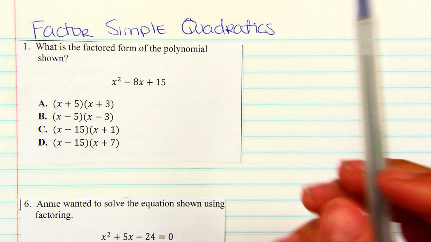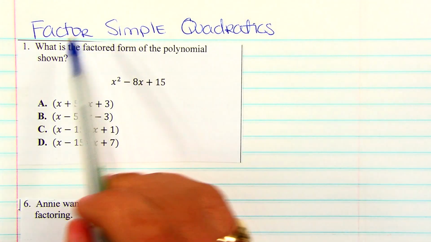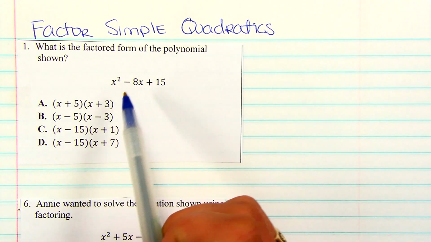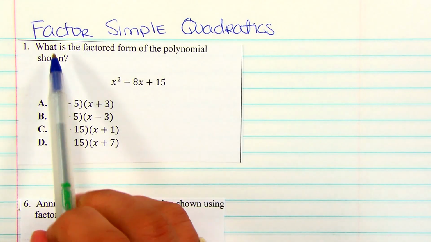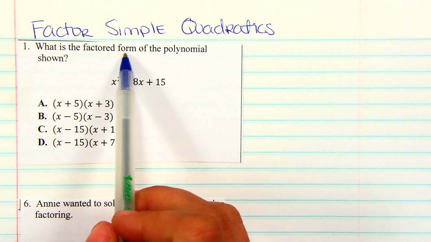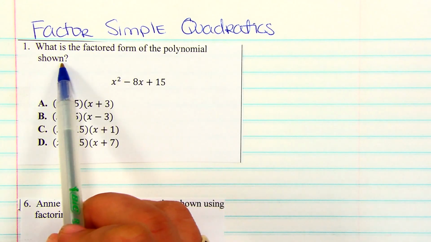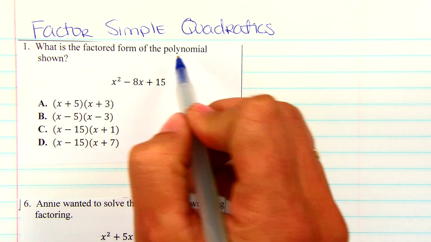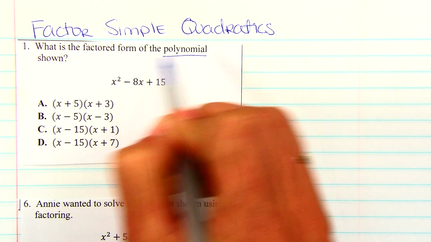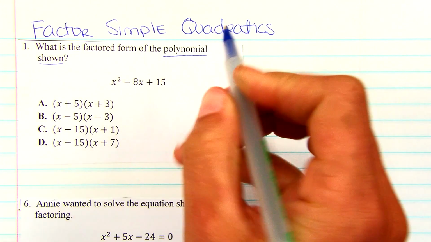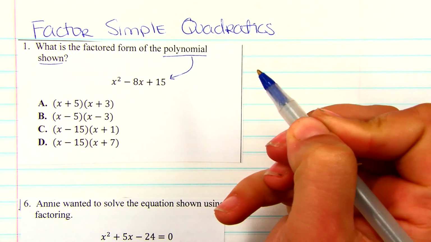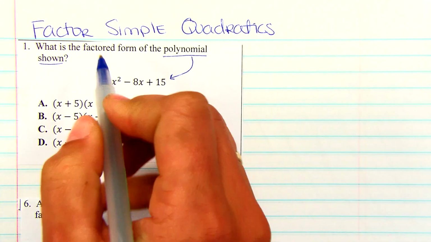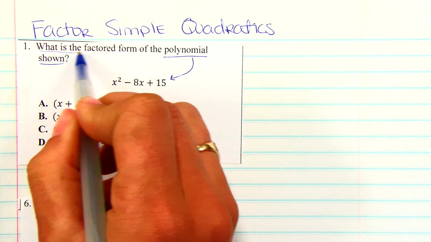In this video, I'm going to show you how to factor simple quadratics, specifically from test questions. So let's look at question number 1. What is the factored form of the polynomial shown? What this is telling me is, if I know nothing else, it says of the polynomial shown. So I know this is what's called a polynomial. And it's saying what is the factored form.